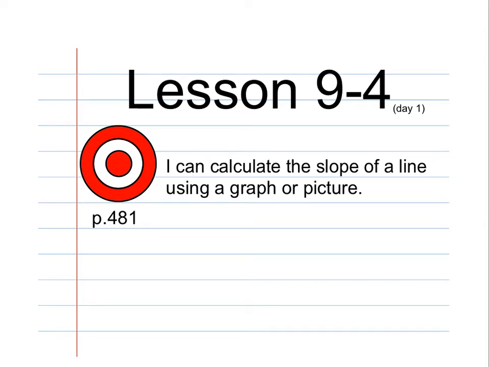Welcome 7th graders to lesson 9-4, day 1 of lesson 9-4. Starting on page 481 of your textbook, I can calculate the slope of a line using a graph or a picture. So we're going to be looking at a new vocabulary word, a little bit new, slope of a line using a graph and a picture.